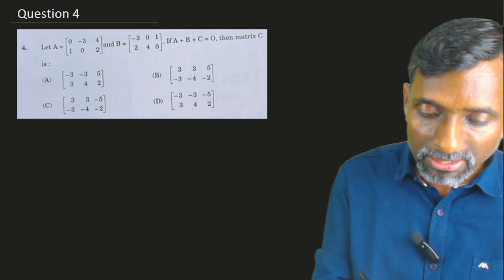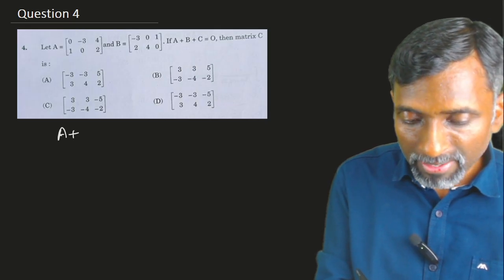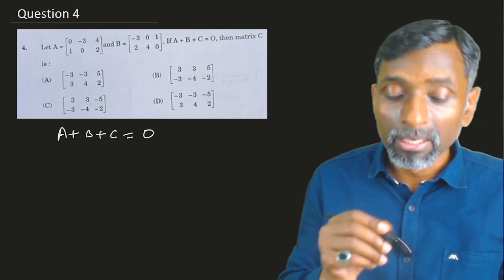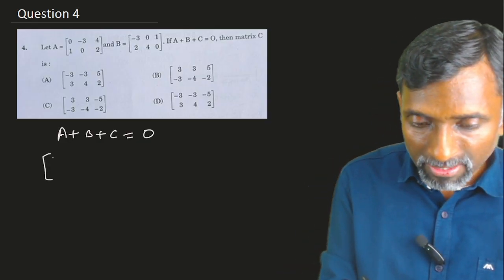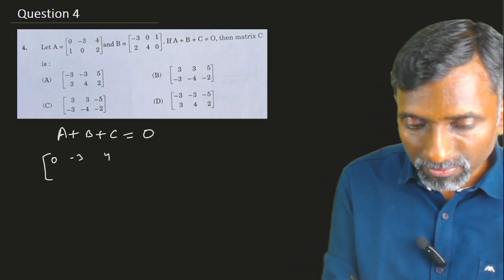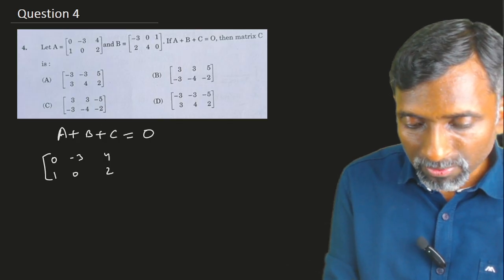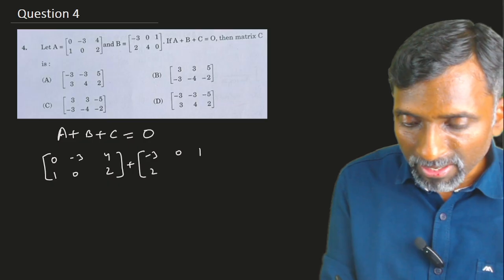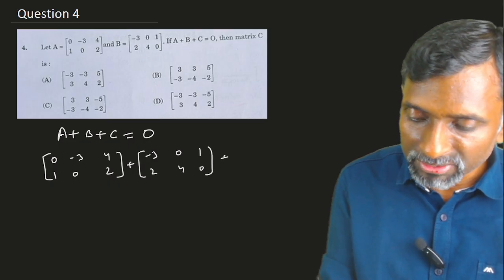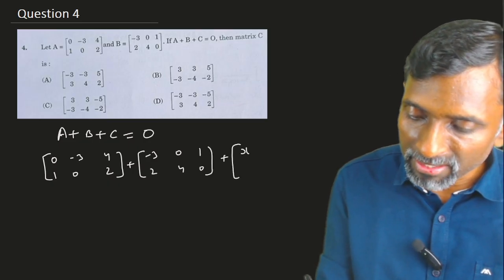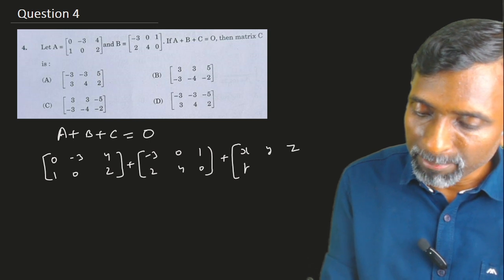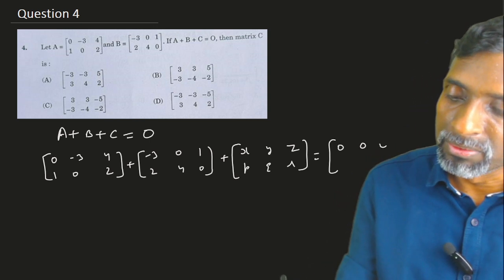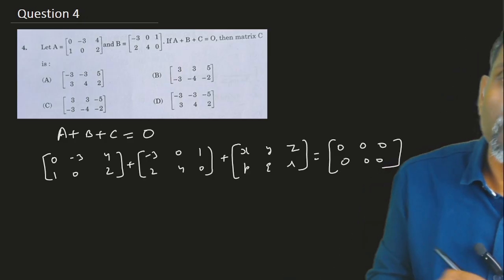Now this question is again a matrix based question. We have A plus B plus C is equal to O, that means null matrix. So A can be written as 0, minus 3, 4, 1, 0, 2, and B can be written as minus 3, 0, 1, 2, 4, 0. In the place of C, we can consider the matrix X, Y, Z and P, Q, R, and it is equal to a null matrix, 0, 0, 0, 0, 0, 0 of the same order, right?